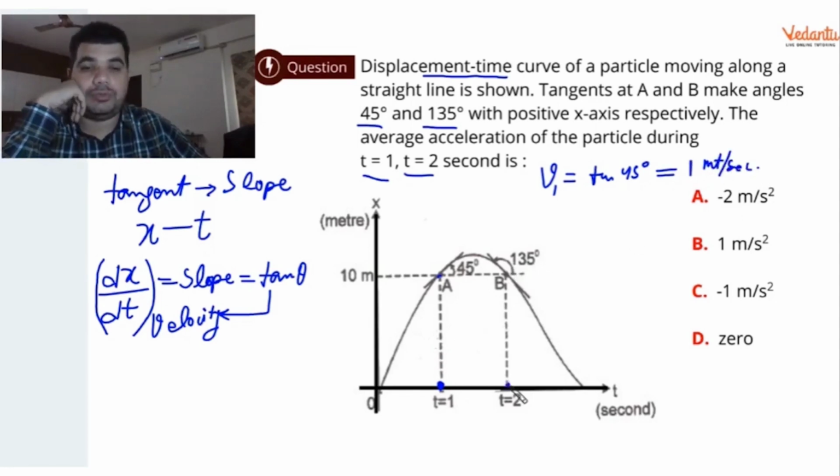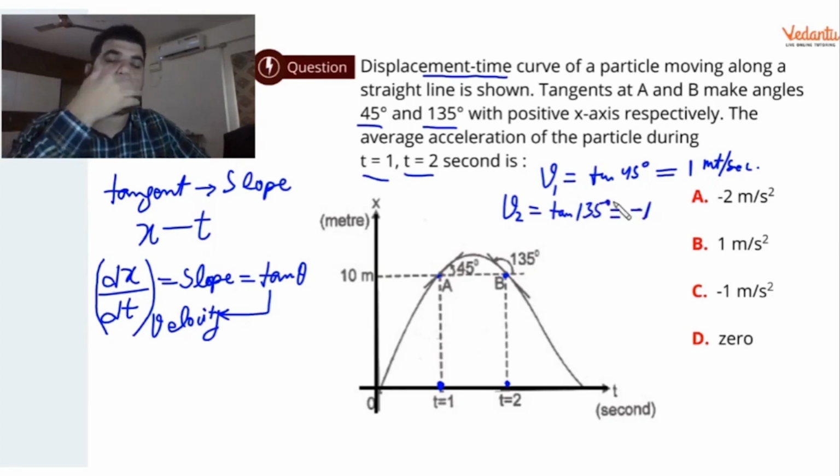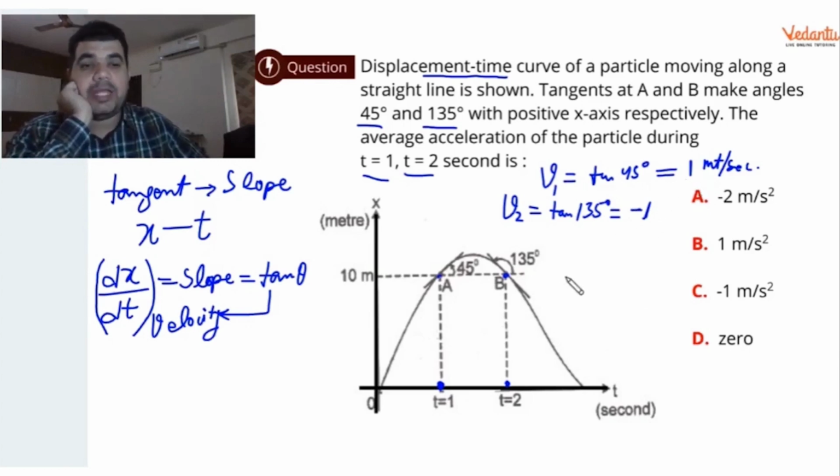Now see v2. This is t2. At t2 there is a v2. So velocity v2, final velocity, is tan 135. And you know that tan 135 is minus 1. If you don't know, just go and find how we can find the value. So minus 1 and 1.